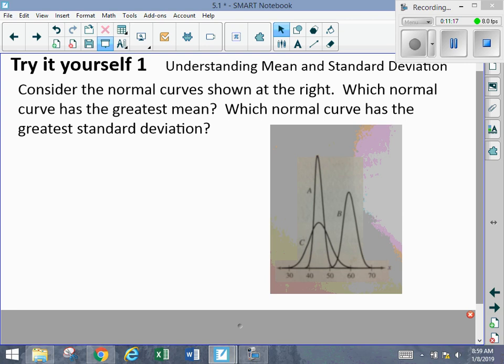So when we're looking for mean, where's our mean for this one? Drop it right in the middle. So we're looking at our mean, figure around 45. Drop this one down. So the answer, the greatest mean would be B, right? The greatest standard deviation is which one? C is right. It is tricky.